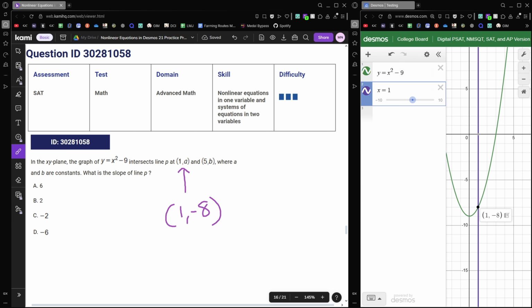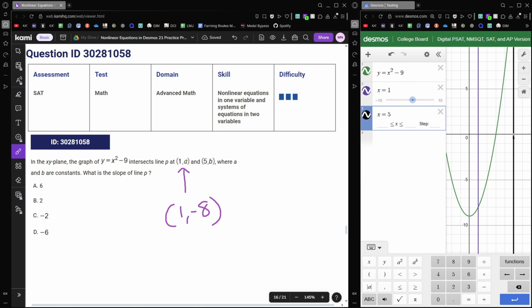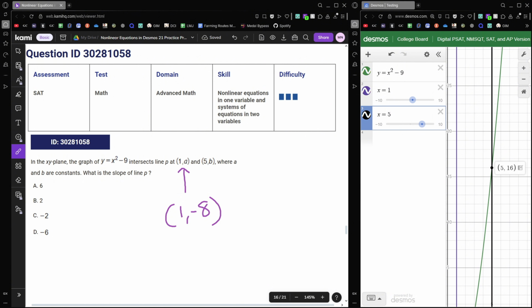Then for our second point, it's going to be at the x value of 5. So we would type in x equals 5, and that point would be at (5, 16). So this point right here would be at (5, 16). Now they want us to find the slope of line P, or the slope of these two points.